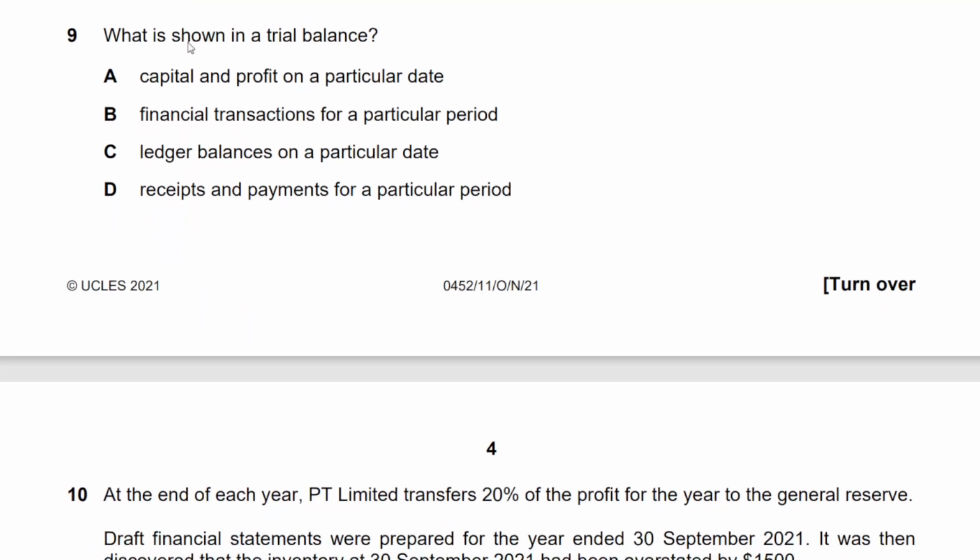Very easy. What is shown in a trial balance? Capital and profit on a particular date. If you have studied the chapter, you wouldn't recognize this. This has nothing to do with it. Financial transactions for a particular period, not at all. It doesn't list transactions. List ledger balances on a particular date. That's the definition of trial balance. It's a list of balances on the ledger accounts at a particular date. Receipts and payments for a particular period, not at all.